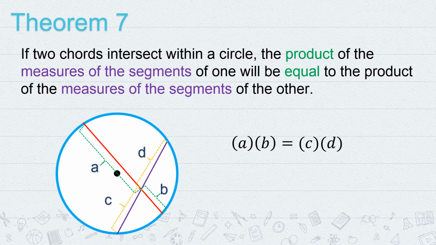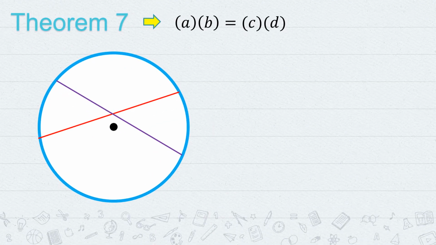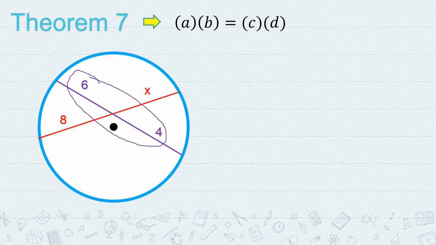So for example, given this figure, we have the measurement for these parts of our chords, for the segments of our chords. For the violet chord, we do have 6 units for the first segment, and the other half will be 4 units. And for the red chord, we do have 8 units on the left side, then X units for the right side. So how are we to find the measurement of the other segment of the red chord? We just simply multiply the segments of each chord. So we do have 6 times 4 and 8 times X. We are just simply going to equate those two.